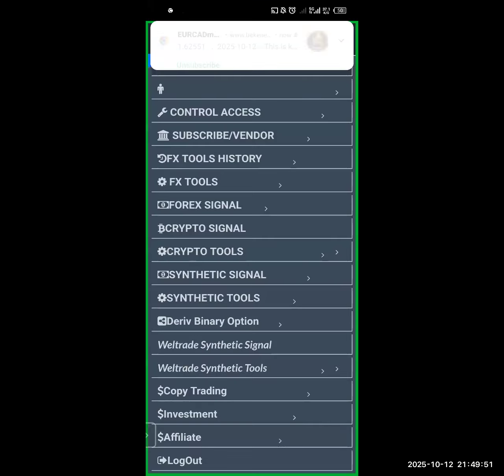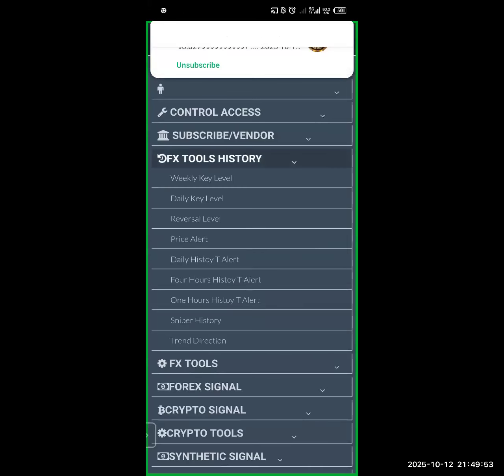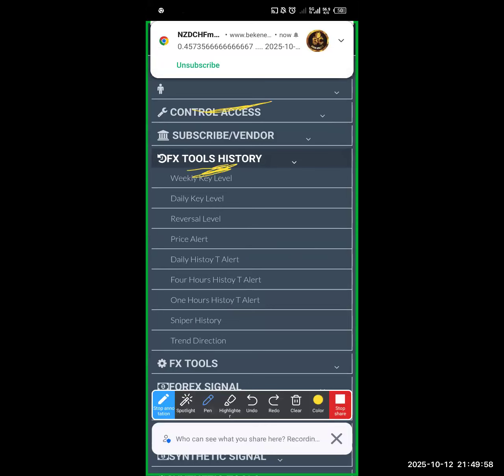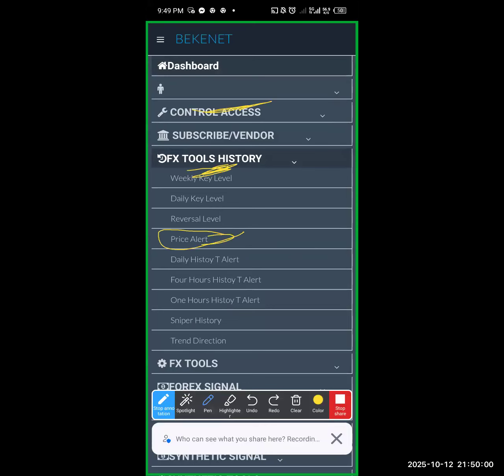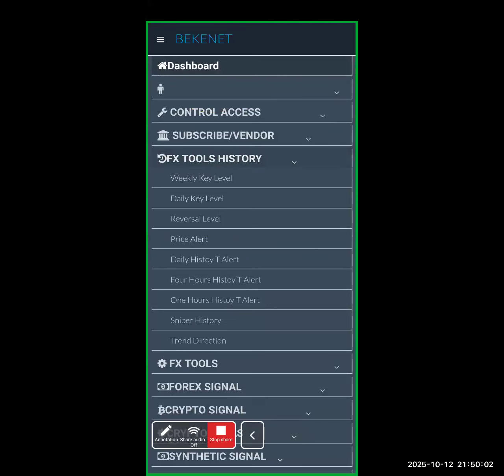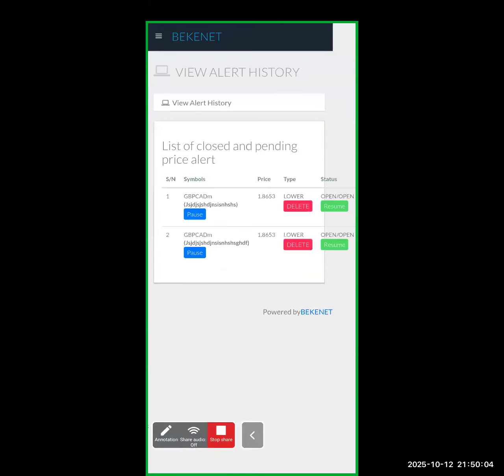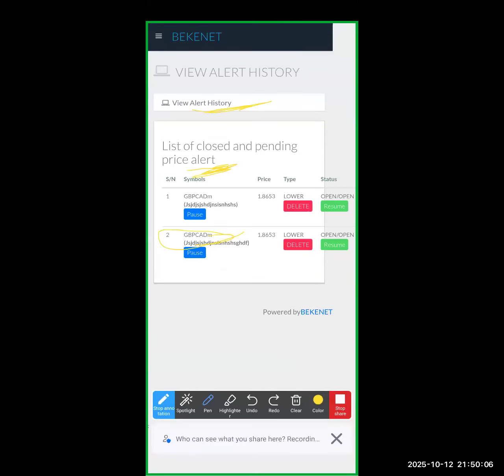I'll click on this menu, go to FS2's history. Once I go to FS2 history, I will see price alert. Look at it, click on price alert. Once I click on this price alert, I'll see the thing I just programmed. Look at the thing I wrote down here, the rubbish I wrote down, look at it.